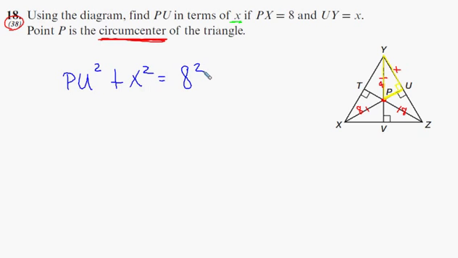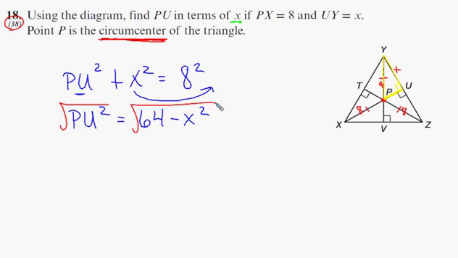Notice that we're trying to solve for PU, so we're going to get that by itself. So we have PU squared equals 64 minus x squared. I brought the x squared over here. That's what happened here. Now to get PU by itself, we merely need to take the square root of both sides. So I'm going to take the square root of this and the square root of this, which means I'm left with PU is equal to the square root of 64 minus x squared.